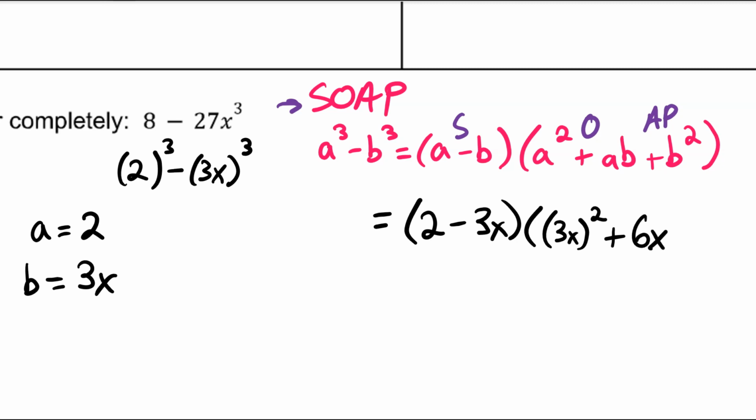So when I make those substitutions, it'd be 2 minus 3x times, and then the a squared, which is just a 4 out in front, plus 2 times 3x, which would just be 6x. Oh, excuse me, I should have the a squared first, right? So that's just a 4 out in front. But the 3x squared is that b squared at the end.